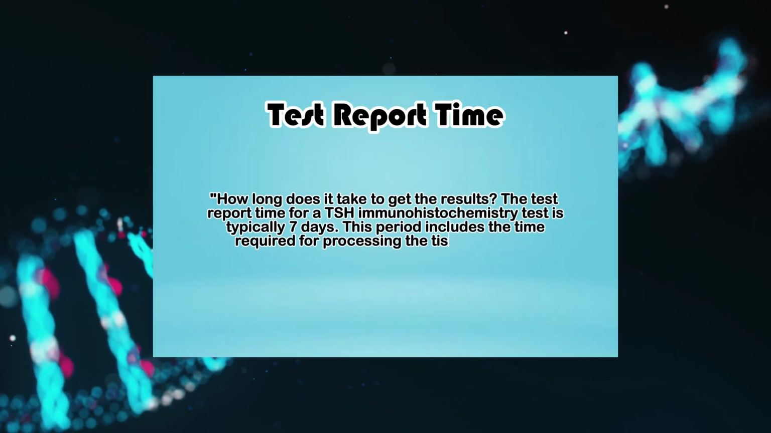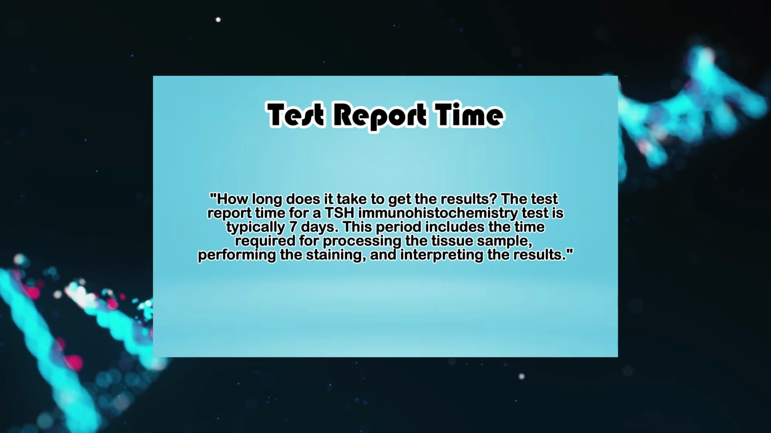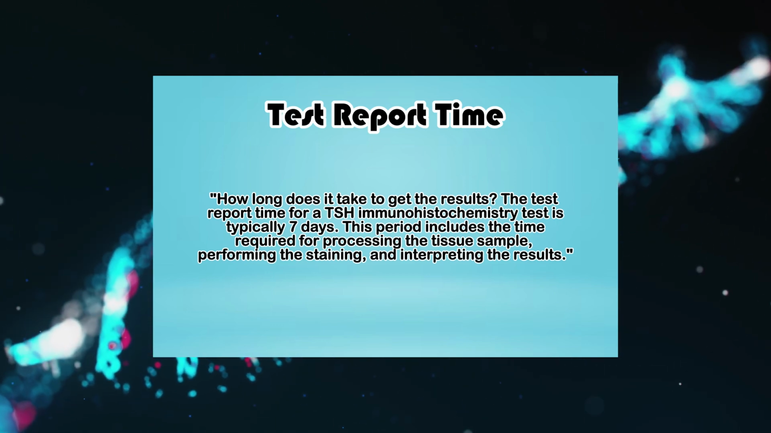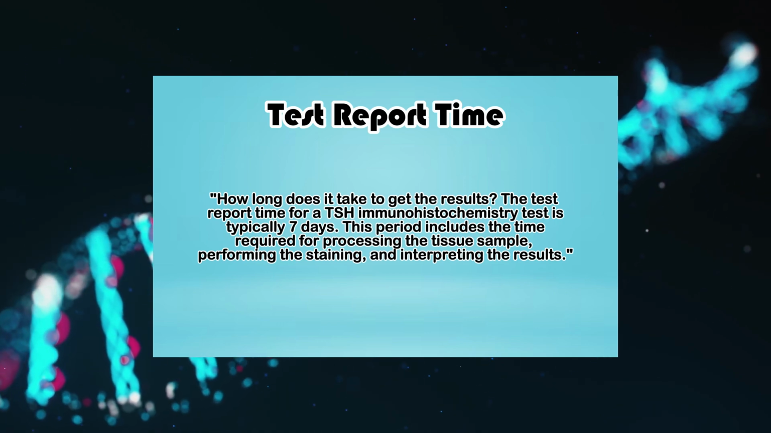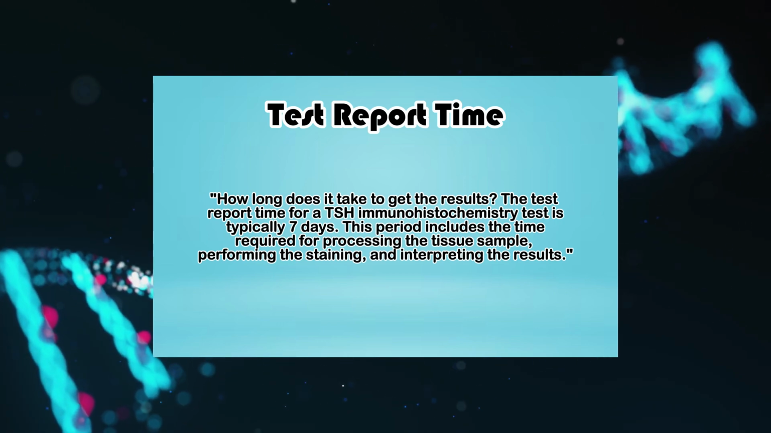Test report time. How long does it take to get the results? The test report time for a TSH immunohistochemistry test is typically 7 days. This period includes the time required for processing the tissue sample, performing the staining, and interpreting the results.